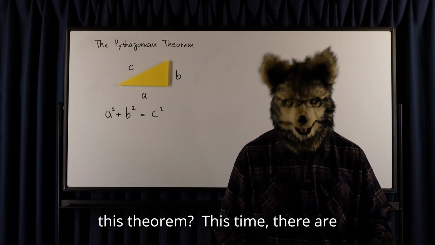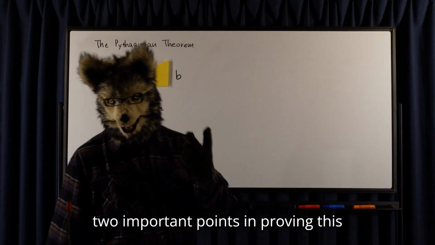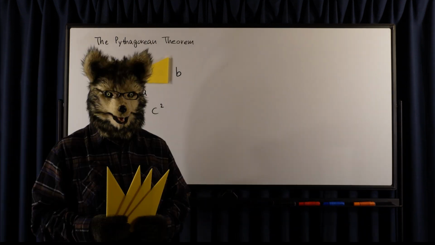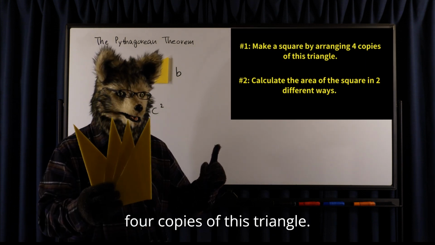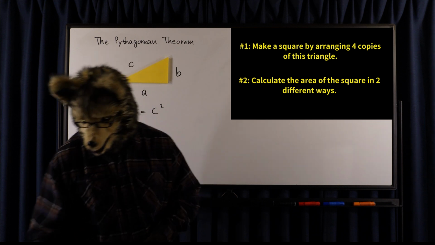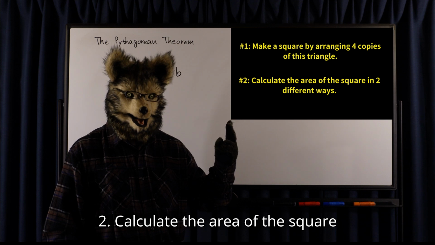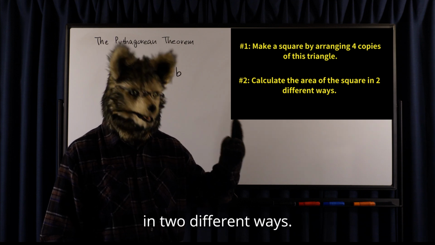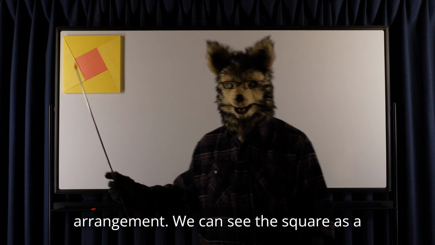How can we prove this theorem? This time, there are two important points in proving this theorem. Number one, make a square by arranging 4 copies of this triangle. Number two, calculate the area of the square in 2 different ways. This time, let's focus on this arrangement.